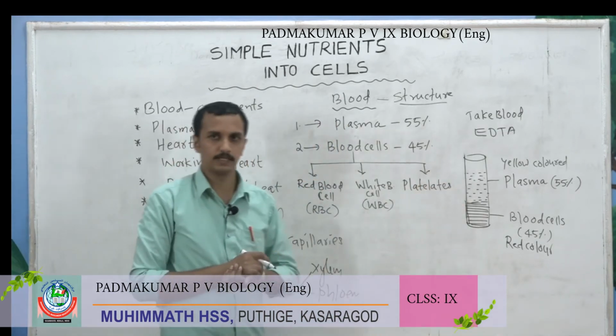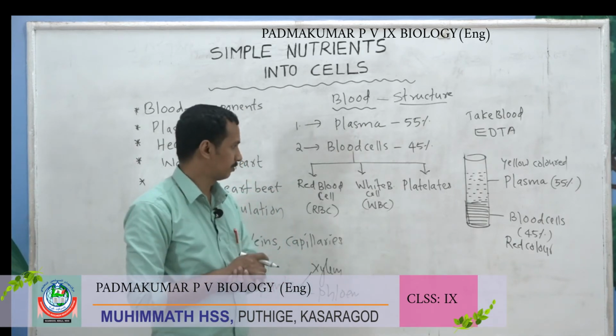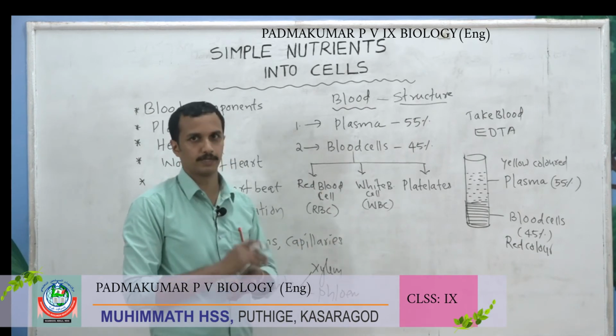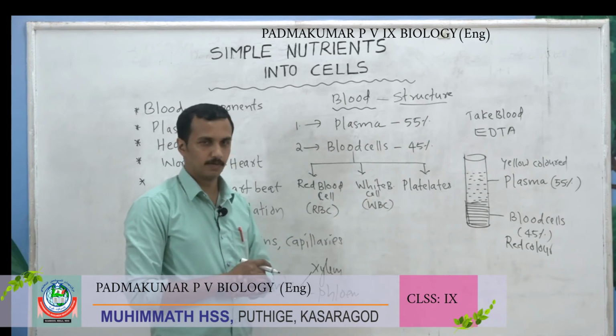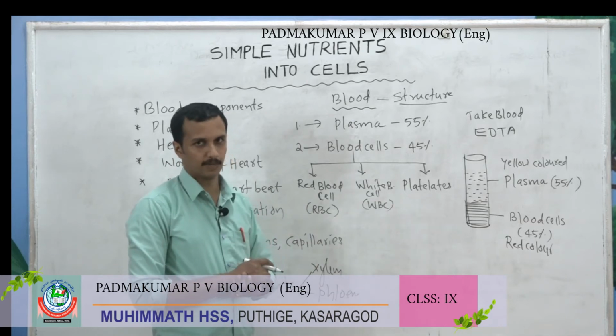So there are 3 types of blood cell. Human beings contain 3 types of blood cell. The first one is known as red blood cell, also known as RBC. The second blood cell is also known as WBC or white blood cell. And the third one is known as platelet.